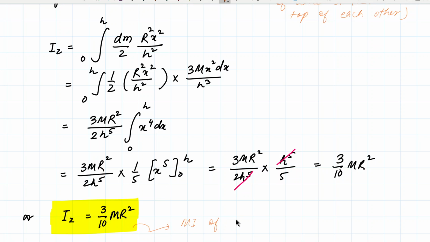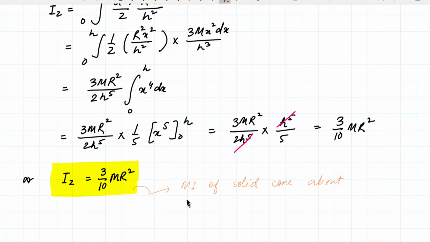Moment of inertia of a solid cone about the geometrical axis passing through its base. Okay, everything is clear?